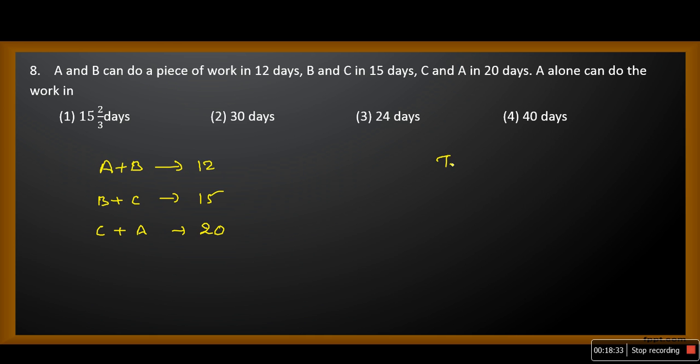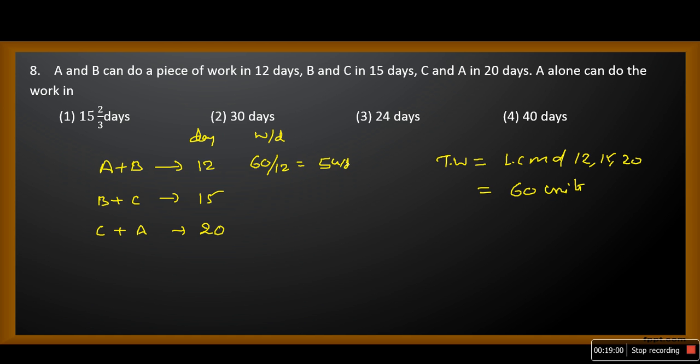Assume the total work as the LCM of 12, 15 and 20, which is nothing but 60. Assume the total work as 60 units. So work done per day: A and B together will take 12 days to complete 60 units. So per day they will do 60 by 12. It means 5 units per day. Similarly, B and C will do 4 units per day. And similarly, C and A will do 3 units per day.